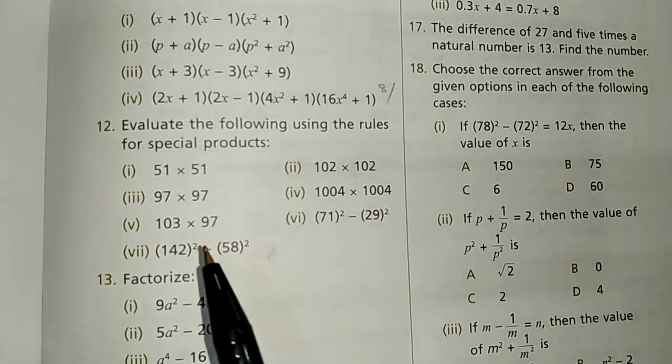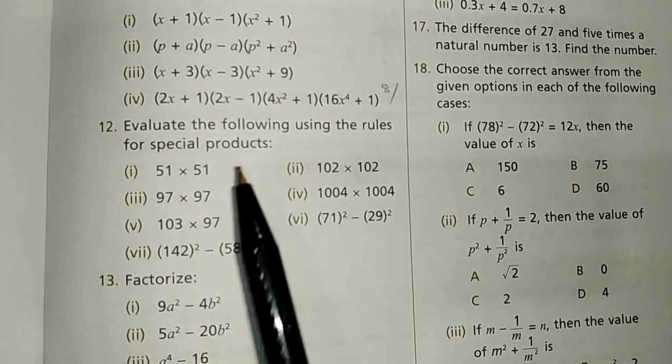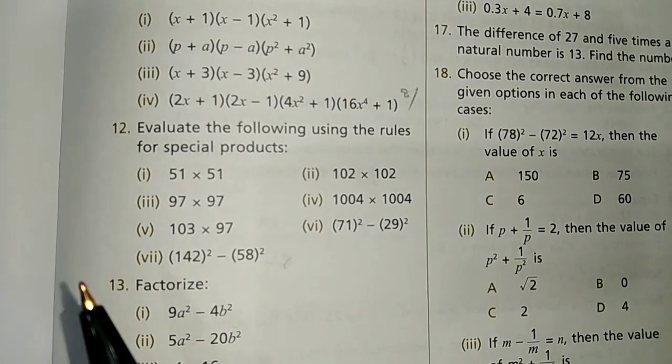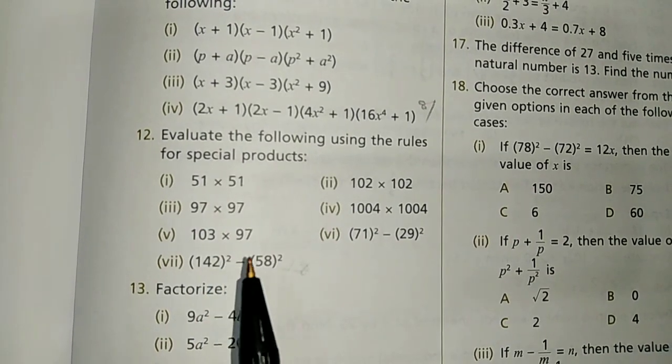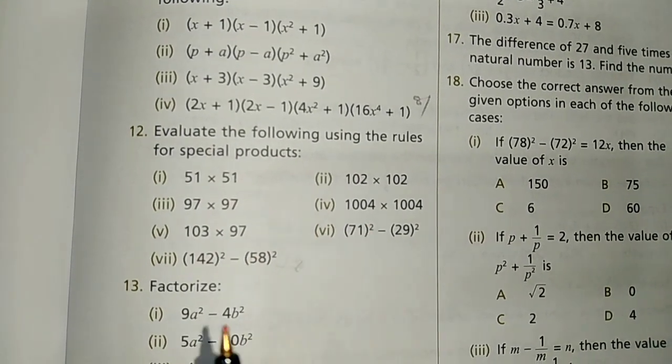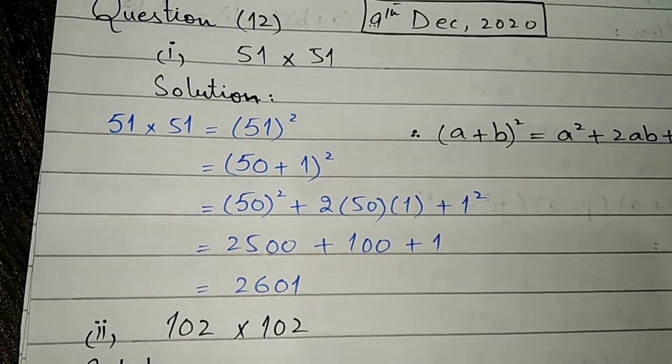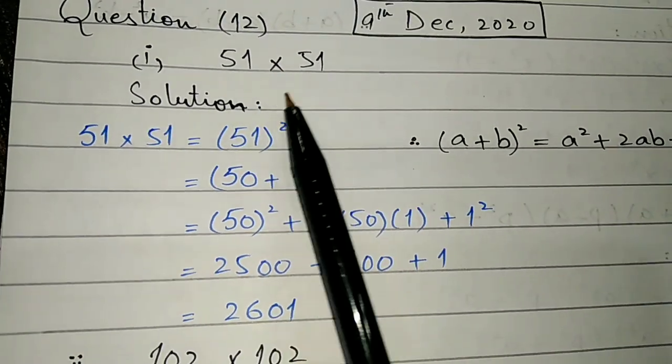Question number 12 is: evaluate the following using the rules for special products. So we have to solve it. We have to use the special product rules to find the products. Firstly, 51 times 51.